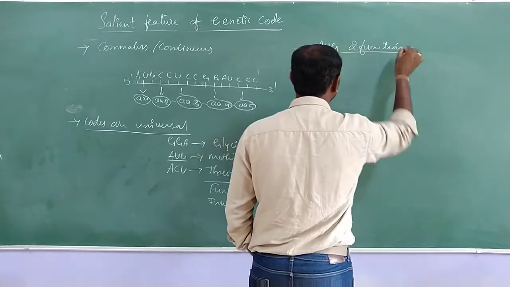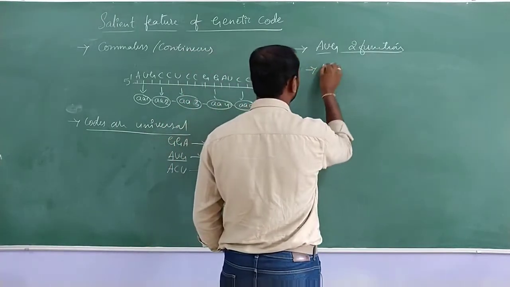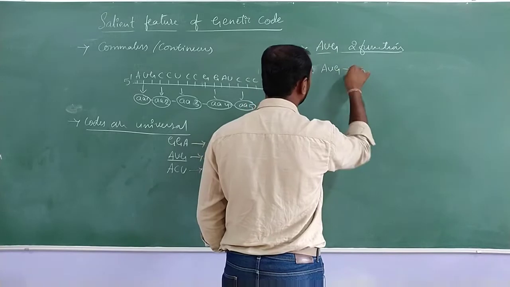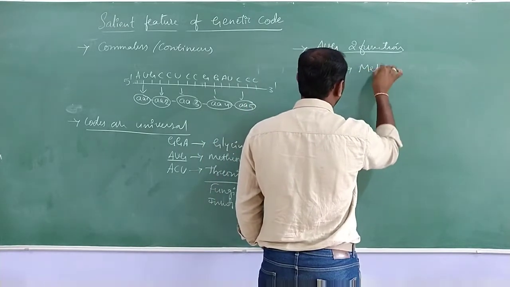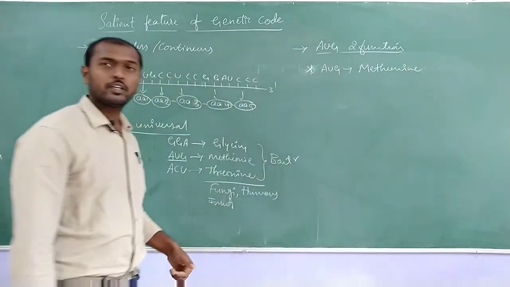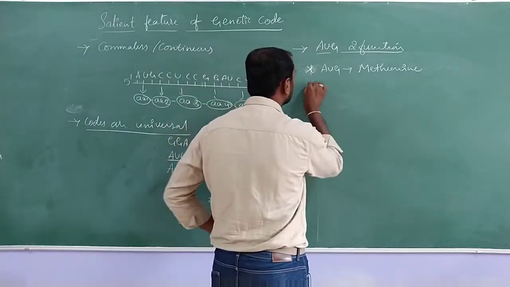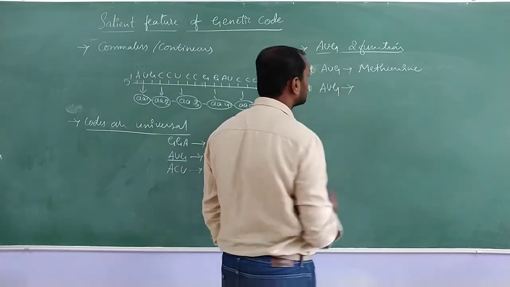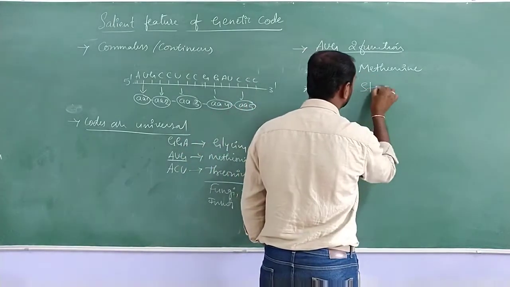Okay, it is having two functions. First, AUG is going to act like the code for methionine, what we already discussed here. And the most important thing about AUG is that it is going to act like the start codon.